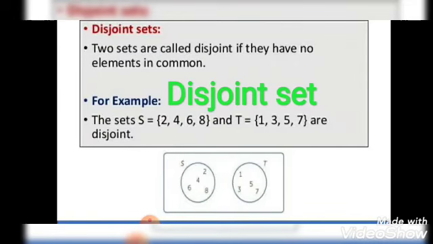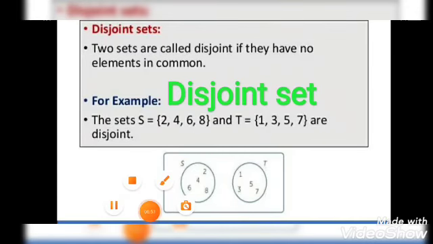For example, set S is equal to {2, 4, 6, 8} and set T is equal to {1, 3, 5, 7}. There are no common elements, so these two are called disjoint sets. See down, the Venn diagram shows the disjoint sets. There are no common elements between two disjoint sets.